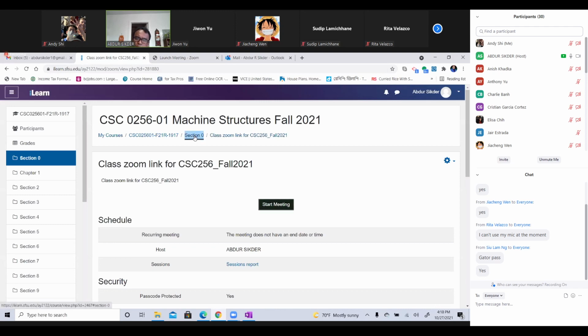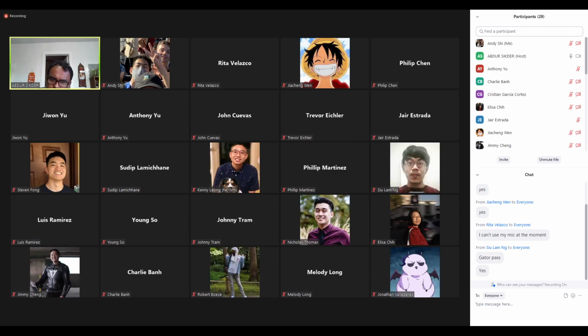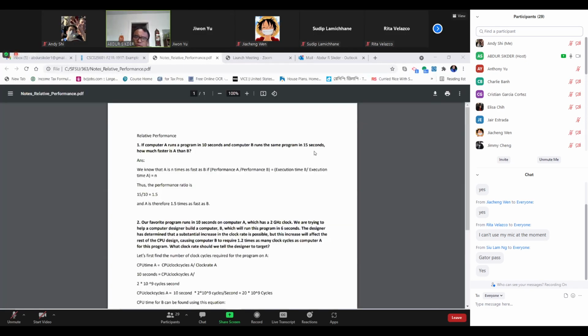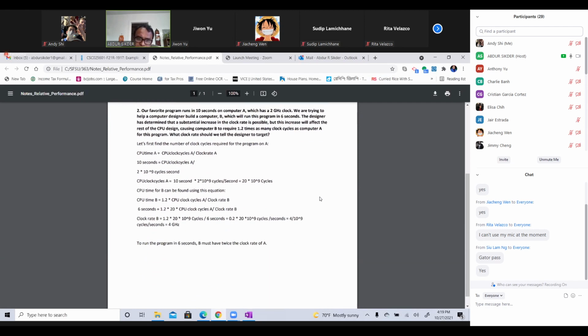I have some examples of performance measurement. I'll put them up for you. You can look them up in section 13. Basically, I shared this. These documents have some mathematics here. You can go through a couple of them.